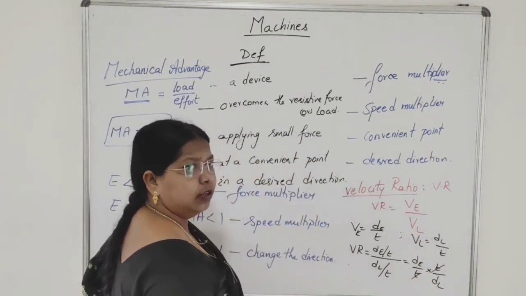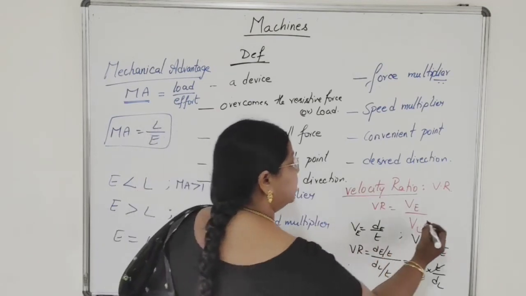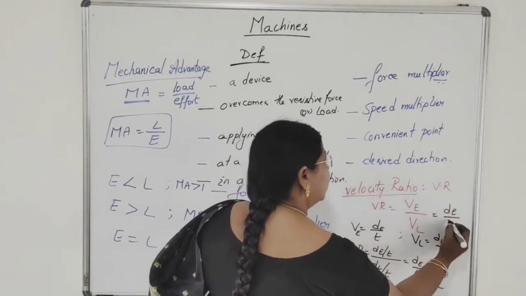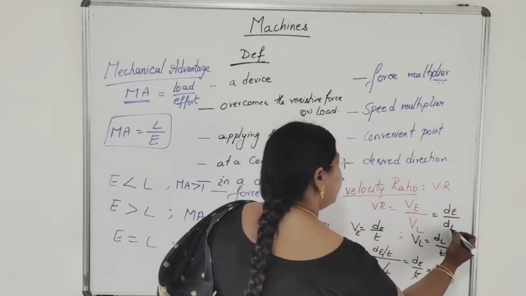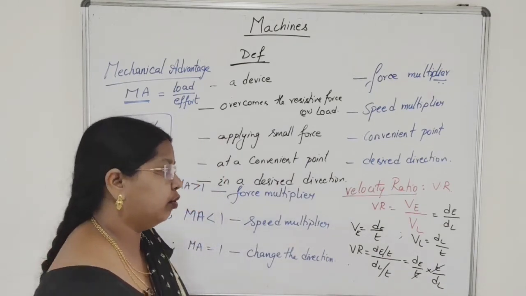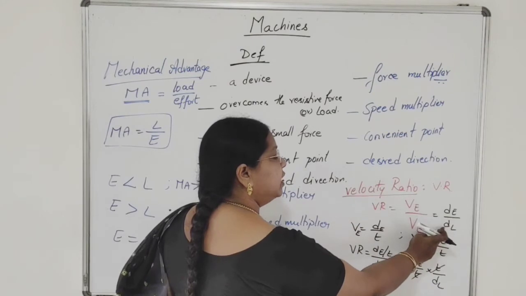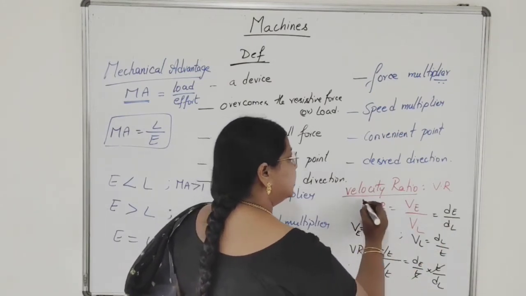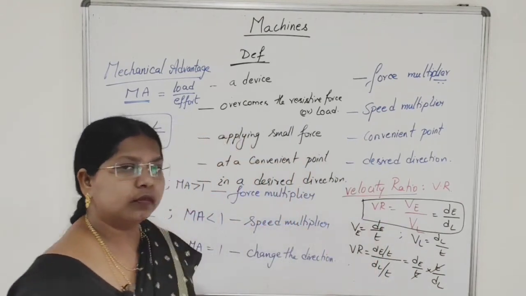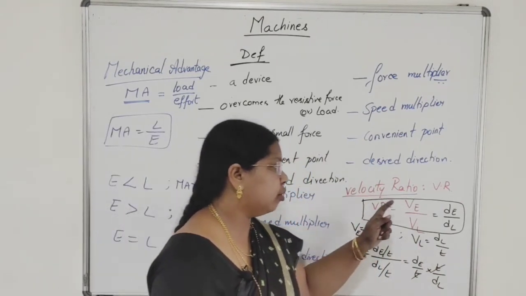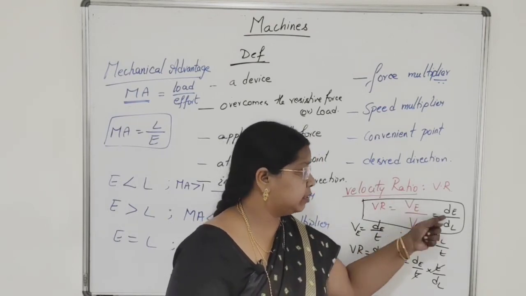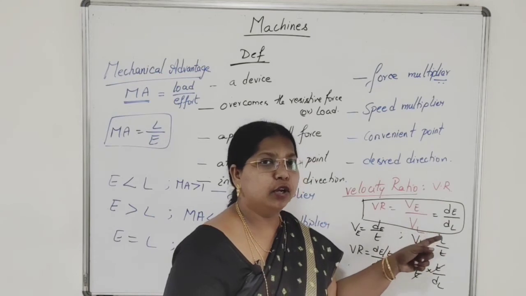dE by dl. So there is another definition now from this formula. Velocity ratio is the ratio of displacement of effort by displacement of load. So this is the definition of velocity ratio. So what is velocity ratio? It is the ratio of velocity of effort by velocity of load, or it is the ratio of displacement of effort by displacement of load.